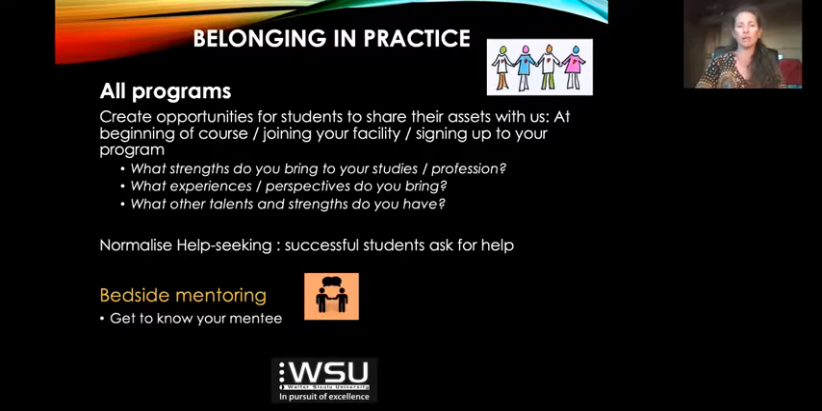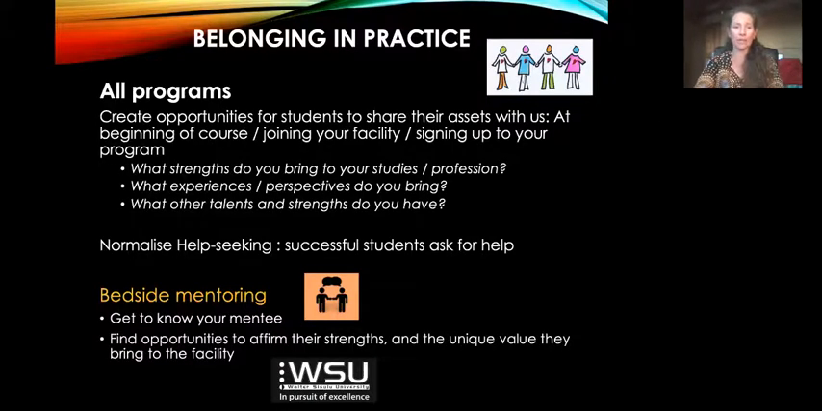So in your bedside mentoring scenario, take a little bit of effort to get to know your mentees. Make the effort when you're walking to the ward to ask those personal questions. Where are you from? Where do you live? Are you married? Do you have kids?